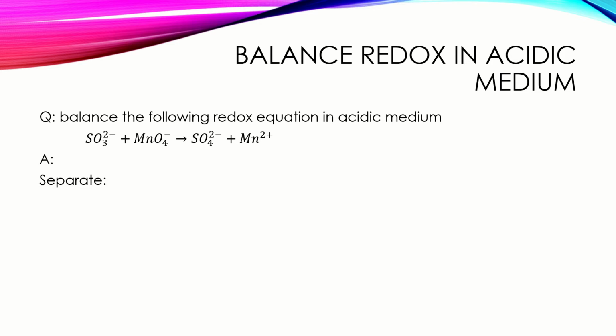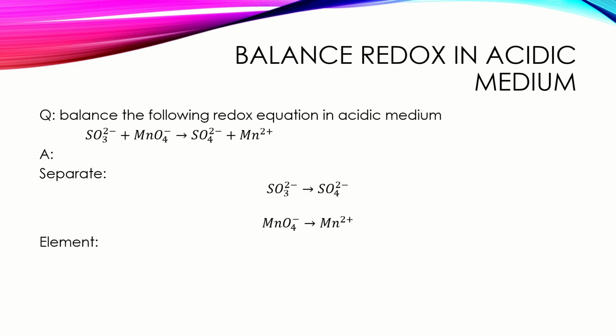Okay, the first step is we separate the equation into two half equations, which are the oxidation and reduction equations. We separate the two half equations by referring to the most similar species, for example S to S and Mn to Mn. To know which elements are getting oxidized and which are getting reduced, we can figure this out by looking at changes in oxidation numbers for this polyatomic ion.